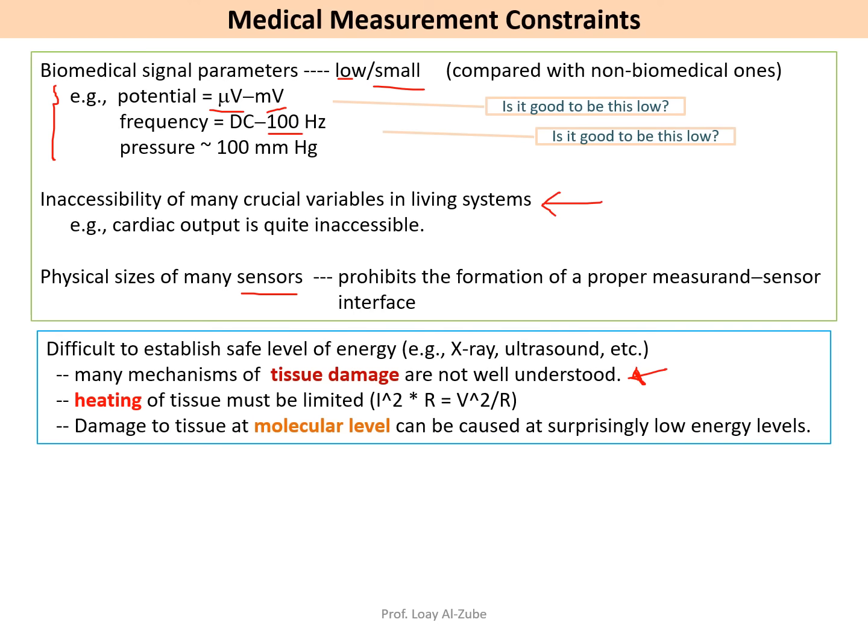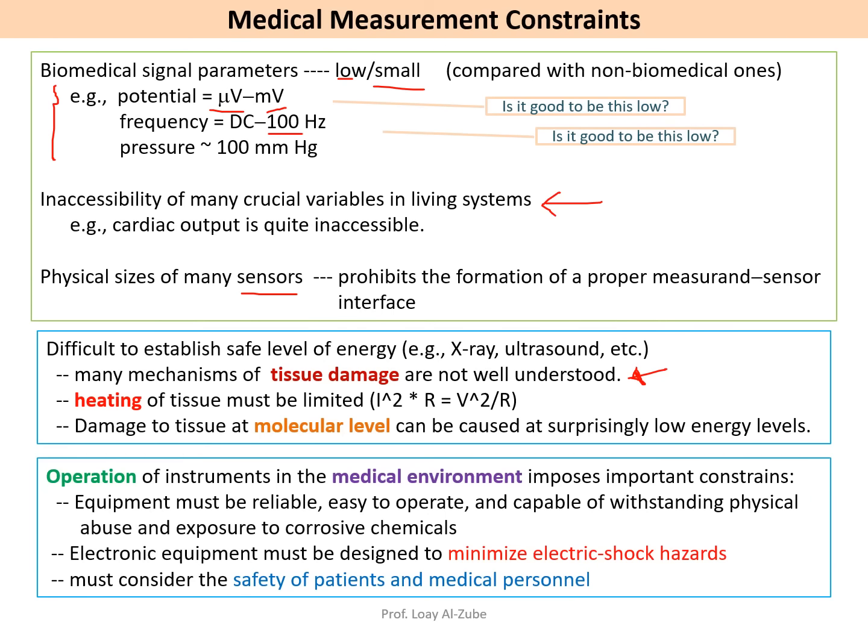Whatever we're doing, it's actually unpredictable in the human body. So what we try to do is just to get some margins there. Now, operation of instrument in the medical environment, that's another problem. The operation equipment must be reliable, easy to operate, capable of withstanding physical abuse. I don't know if you've seen how nurses and other healthcare providers use medical instruments. That's abusive. They destroy it all the time.